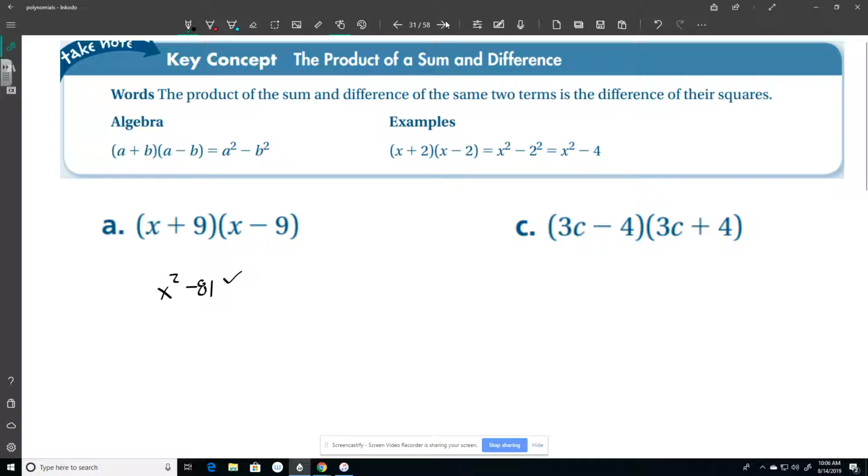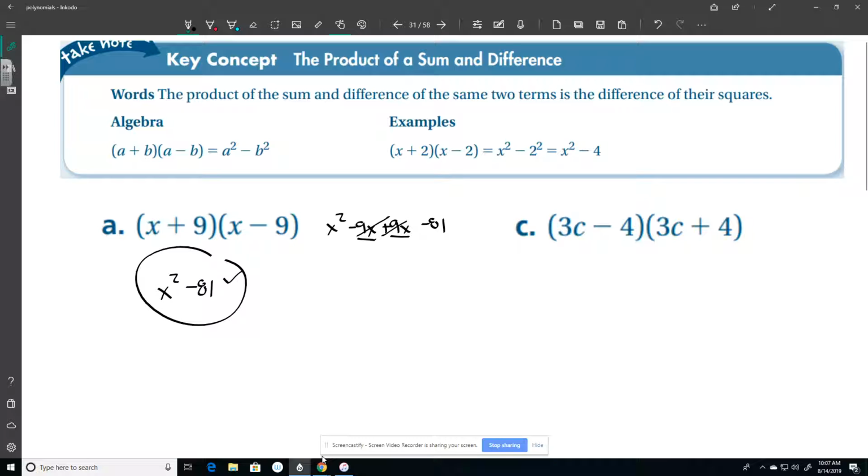And the reason that works is if I take x and multiply, I get x squared. If I take x and times it by negative 9, I get negative 9x's. Then I do the 9 times x, and that gives me positive 9x, and 9 times negative 9 is negative 81. Well, this negative 9x and this positive 9x cancel each other out, so you're just left with this part.